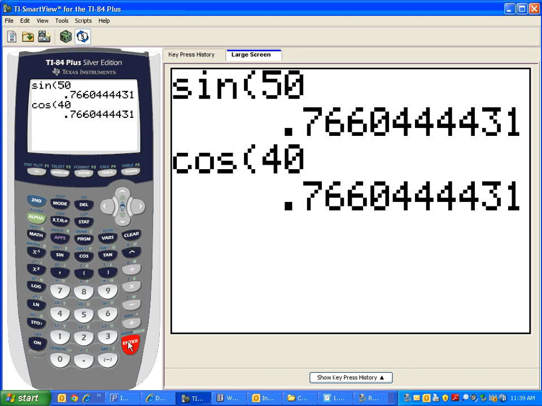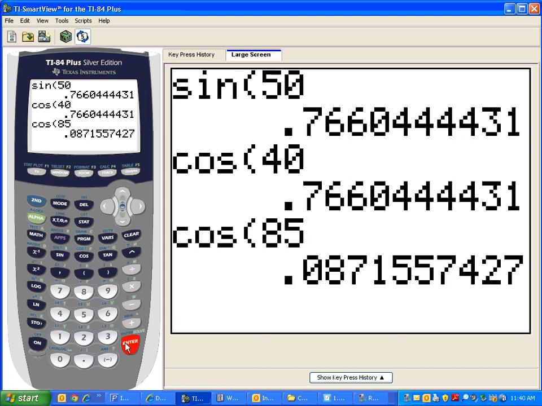Adam, Jay, can you pick another pair of numbers that add to 90? Ooh, 85 and 5. Okay, so if we did the cosine of 85, and stacked it up against the sine of 5, what do you think is going to happen? Madison. The decimal would be different, but those two values would be the same. You follow?